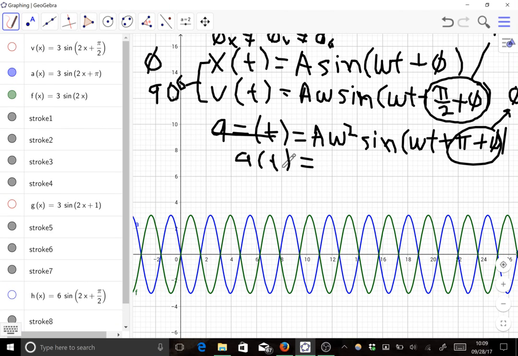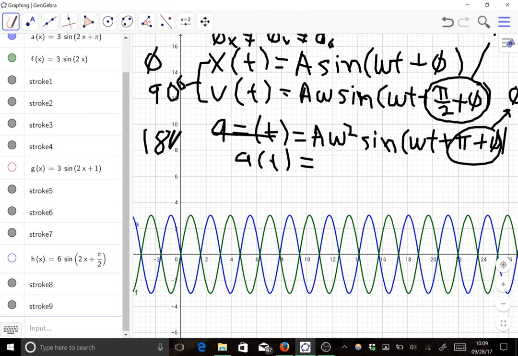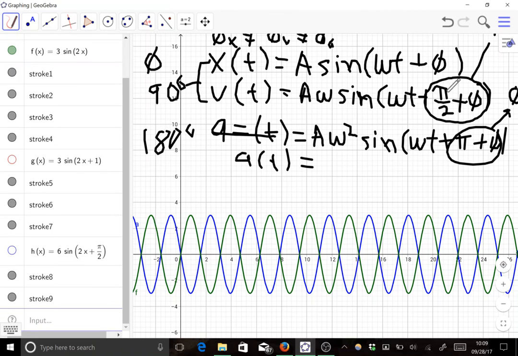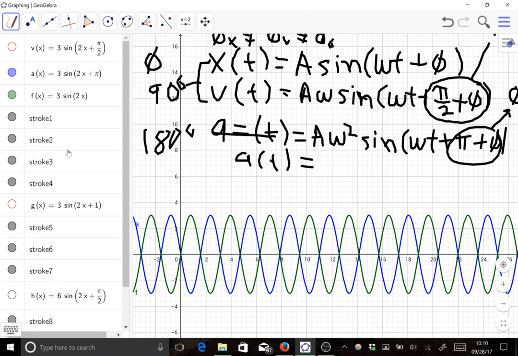Position and acceleration are actually 180 degrees out of phase. If you're not familiar with radians, pi over 2 is the same as 90, and pi is equal to 180. And so here we see that when the position is at its positive maximum, the acceleration is at its negative maximum. In every case, acceleration is opposing the motion. This is the whole idea of Hooke's law.